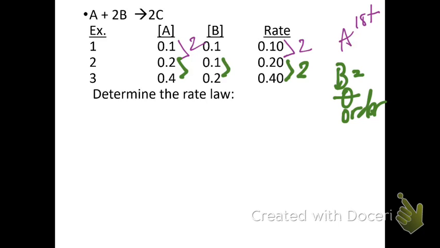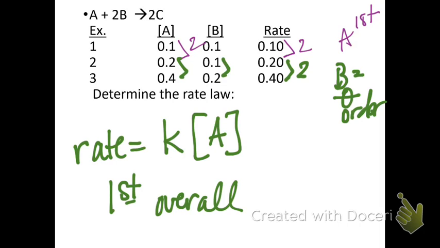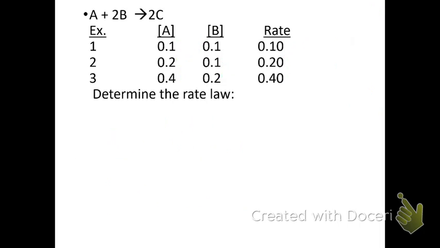Because if they had both been first order, you would have had a doubling for the first order of A, and you would have had a doubling for B. But because you didn't have any other effect, that means that A is first order and B is 0 order. So when something is 0 order, we leave it out of the equation. And then that would be first overall. All right, so that's how you do the table logic.